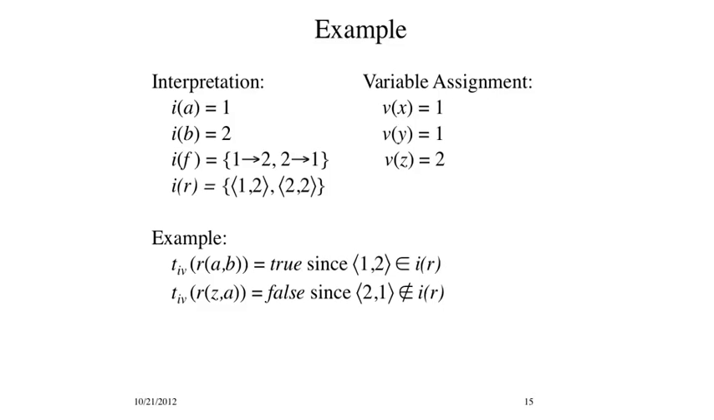For example, given the interpretation and variable assignments we saw earlier, we have the truth assignments shown here. The relational sentence R of A B is true because the tuple consisting of 1 and 2 is a member of the relation assigned to the relation constant R. And the sentence R of Z A is false since 2, 1 is not in R.